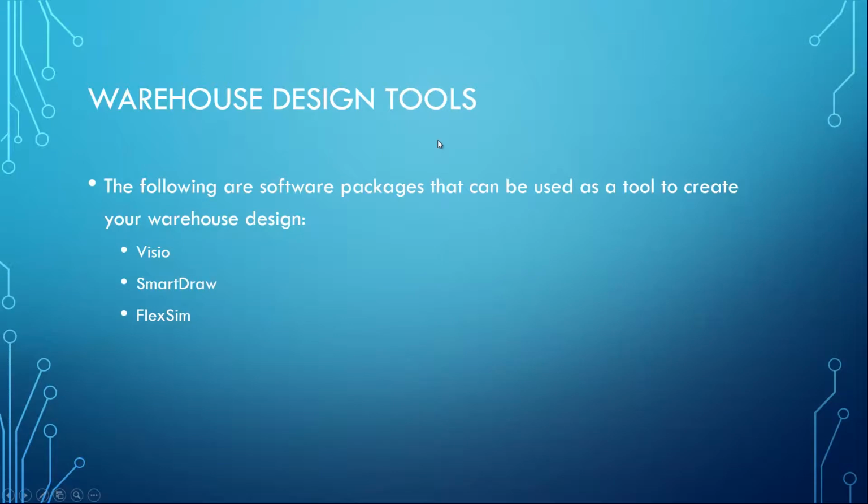It's easier to create a design through software to verify and validate if design specifications were met. Some of the software packages that can be used to develop a warehouse design, and those are just some of many, are Visio, SmartDraw, and FlexSim. Some of them, like Visio, can be downloaded for free from the college, so you can download it and play with it and create a design.